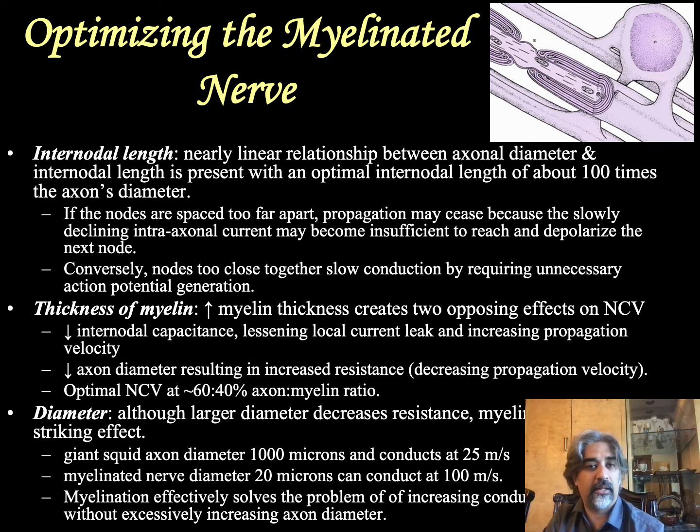So optimizing the myelinated nerve happens by getting a nice thick myelination, as well as keeping the distance between nodes the right length. If you were to take a big giant cell axon, giant squid axon, and compare it to a microscopic myelinated nerve, even though it's got all that cross-sectional area, the cable properties of the myelinated nerve are far better than that of the giant squid axon.